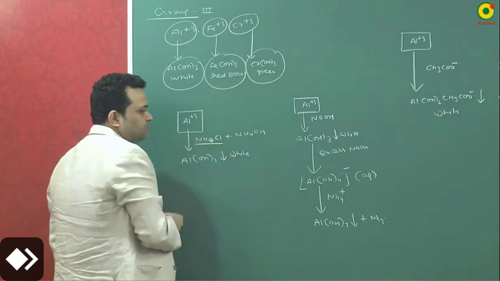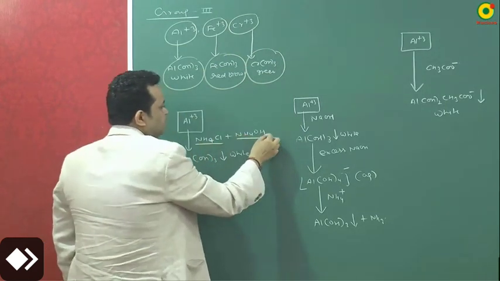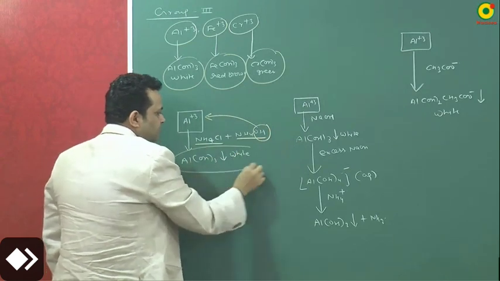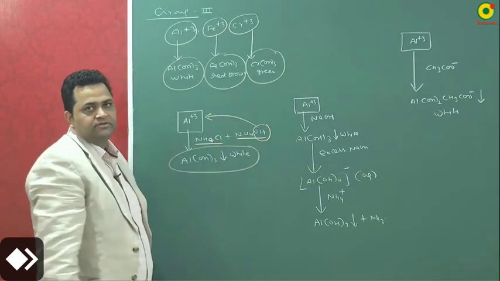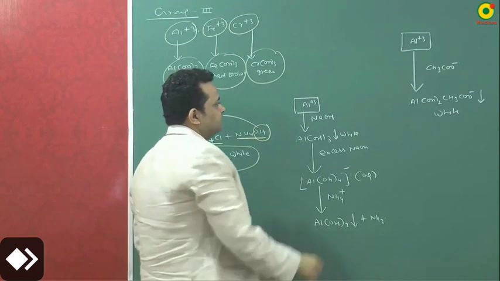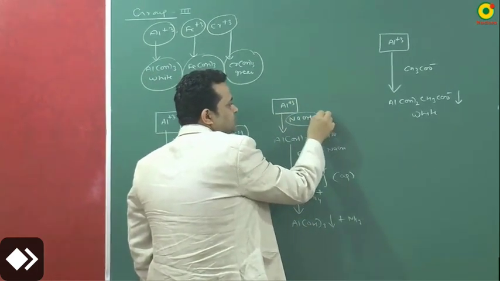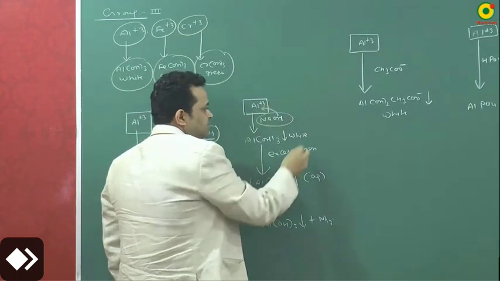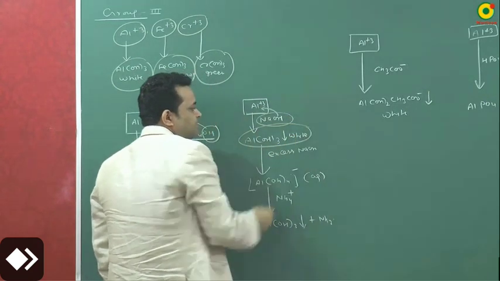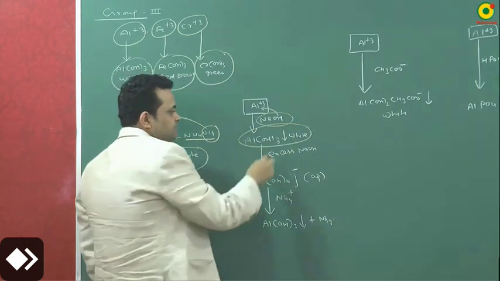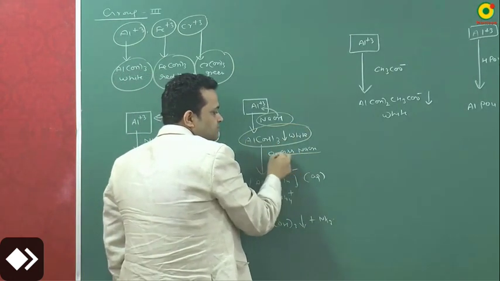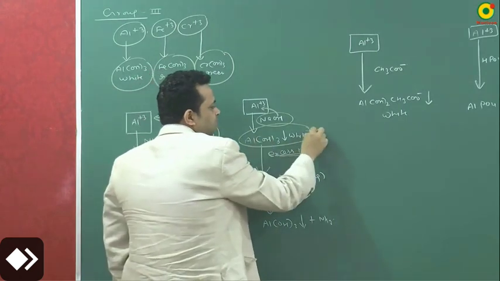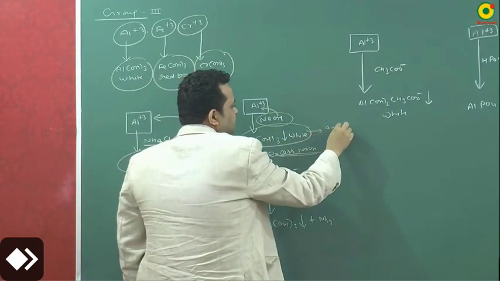Now the first test is in Al+3 solution. If we add NH4Cl followed by NH4OH, OH minus will combine with Al+3 to form white precipitate of Al(OH)3. Similarly, if we add NaOH solution in Al+3 solution, OH minus will combine with Al+3 forming a white PPT of Al(OH)3. And this white precipitate is soluble in excess of NaOH. Means it will dissolve because it is amphoteric hydroxide.